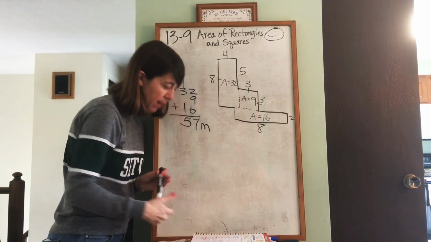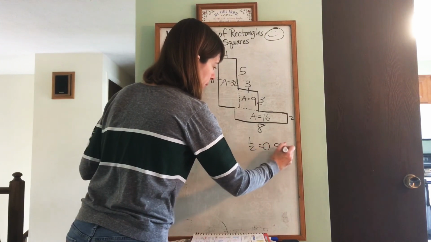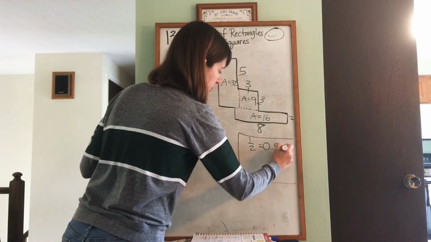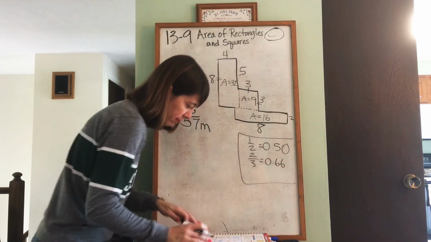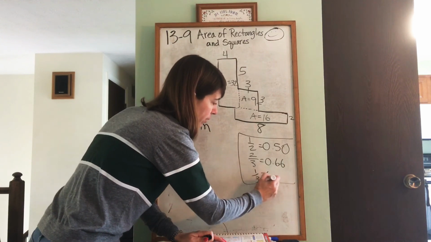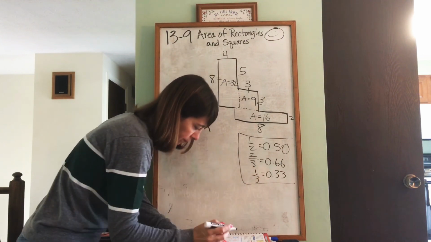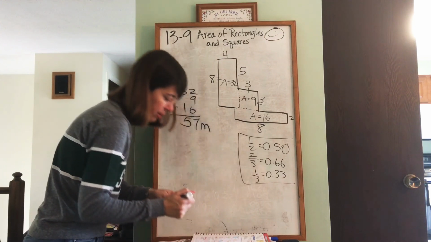You know you can change that to 0.50 if you want. I do see a 2/3 fraction there. Remember that 0.66. I see 1/3 there, that's 0.33. And I think that's it for fractions.